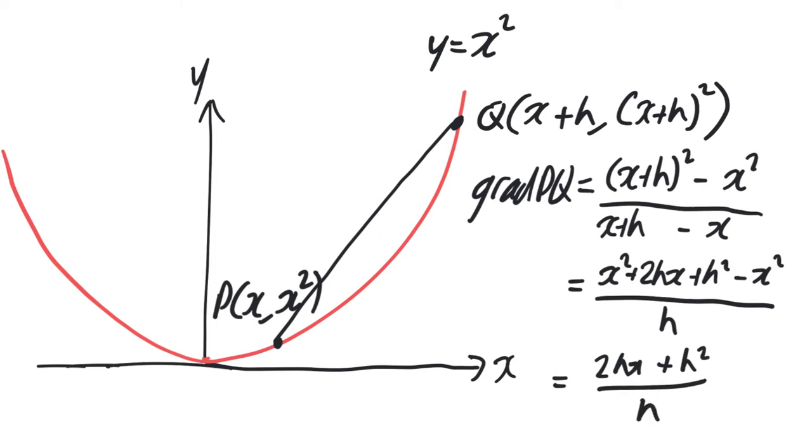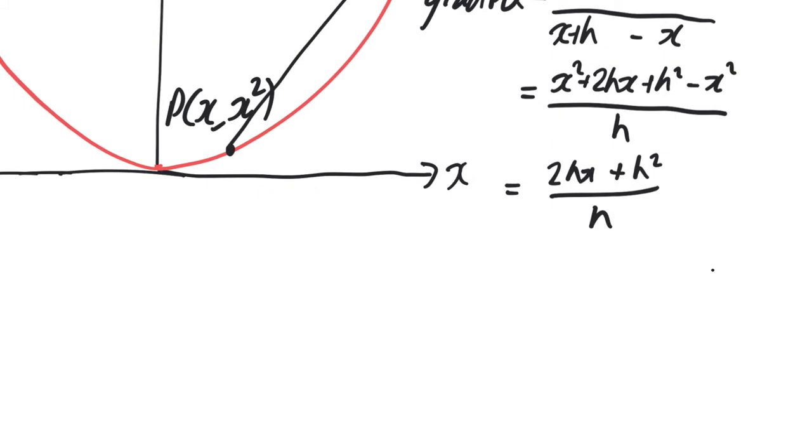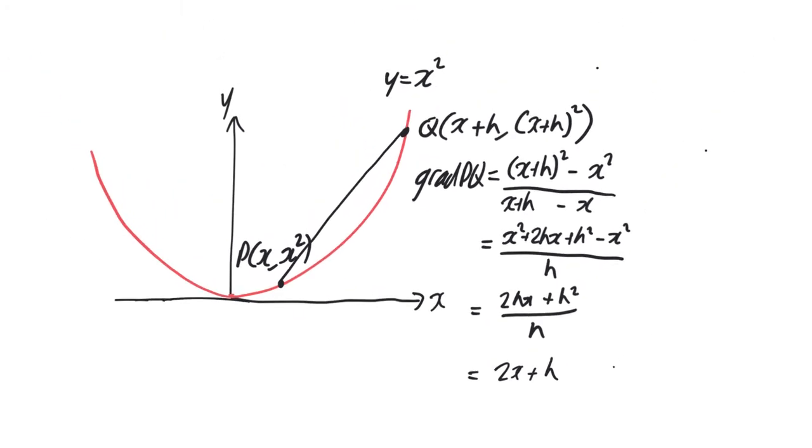Then what we can do is divide through by our h and see what we get. So dividing through, we get 2x plus h. Now, remember what we were talking about? We were going to move our point Q. So what we're doing is making h, the difference between the x value of P and the x value of Q, very small. So basically Q is moving closer and closer to P. So what we want to do is make h, the difference between these two, infinitely small.